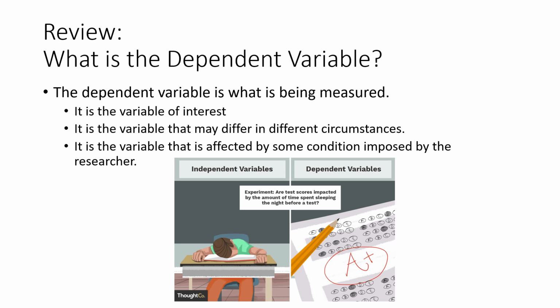So here's a little experiment. Are test scores impacted by the amount of time spent sleeping the night before a test? The dependent variable is the test score. That is what we're measuring. That's what we're interested in. That's the variable that might differ depending on whether sleep has occurred, or it's the variable that is affected by the researcher-imposed sleep condition. And again, DV is the common abbreviation.